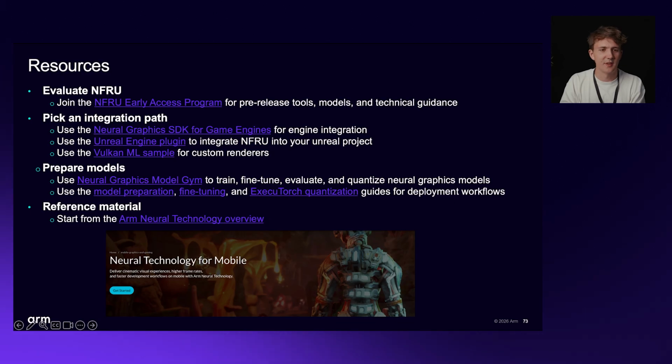So resources, this is kind of a bit of a one-stop shop for all of the things that are available right now. You can evaluate NFRU, you can integrate it into your game engines using the Neural Graphics SDK or the Unreal Engine plugin. You can train the model, and finally I would advise you to have a look at the ARM neurotechnology overview. This is our kind of one-stop shop for all things neurotechnology at ARM. So yeah, please go have a look and dig in.